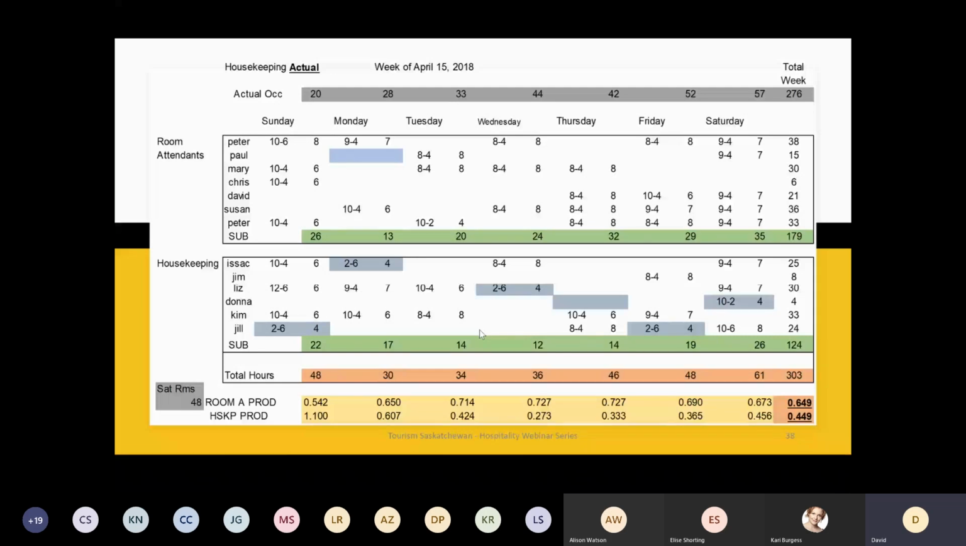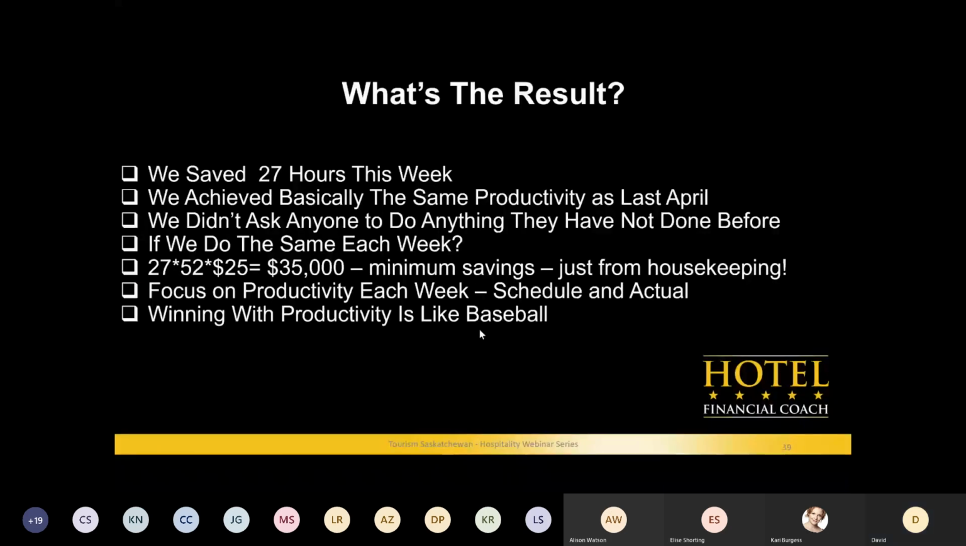So good stuff. Now, you got to ask yourself, well, what is the real result of this? Well, in this case, this housekeeper saved 27 hours on this schedule. But guess what? We didn't ask them to do anything they have not done before. They achieved the same level of productivity last year. So it's not like we're asking them to cut. It's not like we're asking them to pull a rabbit out of their hat. But the thing is what if we did this every single week? And what if we found 27 hours every single week? Well, 27 hours, 52 weeks, times that $25, that's $35,000 in savings. And that's just from housekeeping.